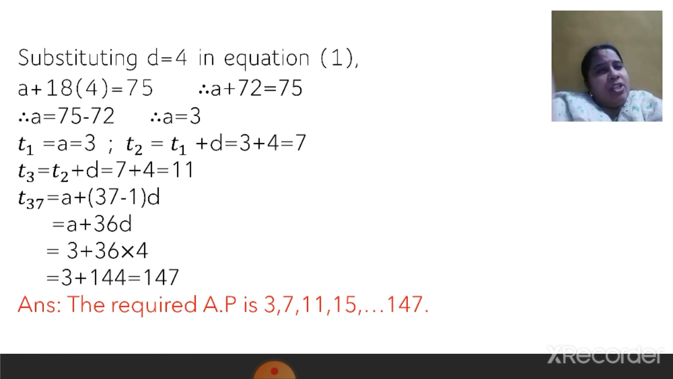Now we can stop till here, but in this particular sum we even know the last term, that is 37. So we can get even the last term of this AP, that is T37. So T37 is nothing but a plus 37 minus 1 times d. Substitute all the values here. A is 3 and d is 4. So you get 3 plus 36 into 4, that is nothing but 144. So 3 plus 144 is equal to 147.